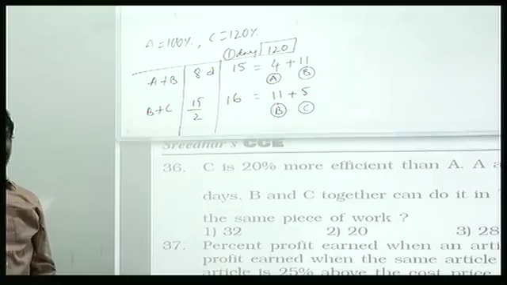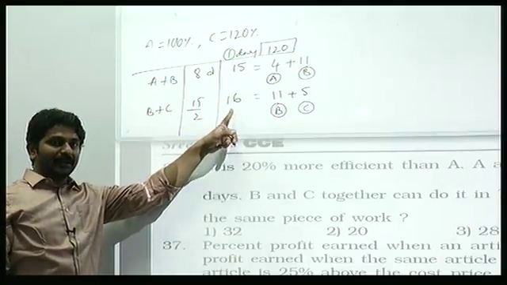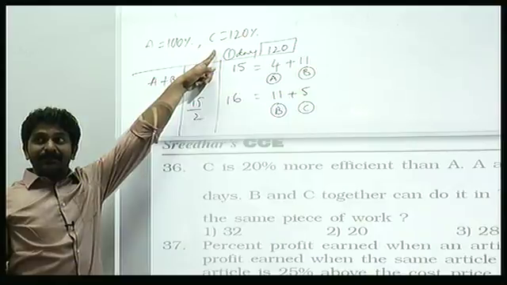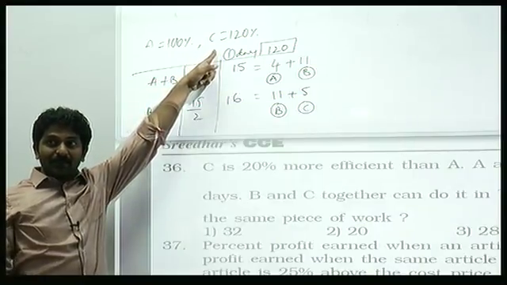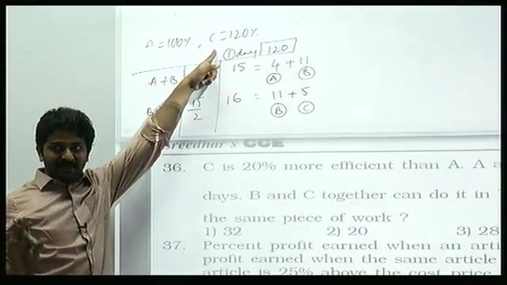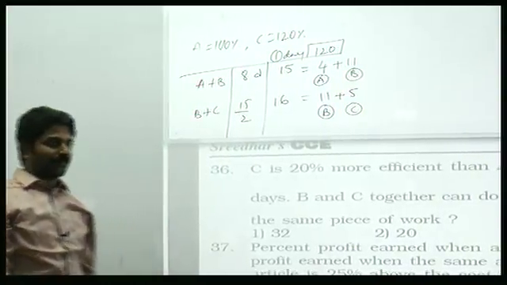Clear? Here you have 1 extra unit. That is because C's efficiency is 20% more. 20% is equal to 1, 100% is equal to 5. Clear everyone? Right.